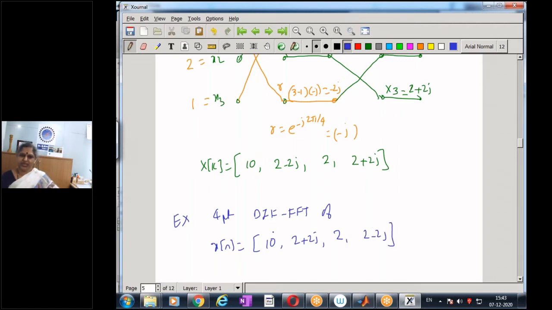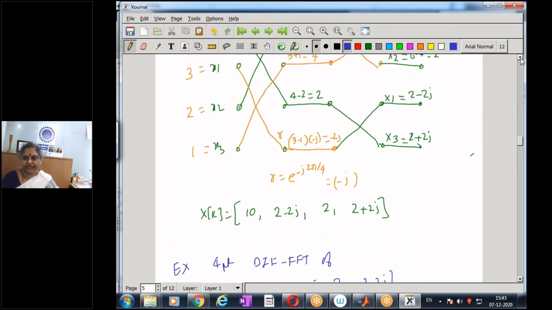What's my sequence now? I've taken the complex conjugate of x of k. I took a sequence, I computed the DFT, and now I'm taking the complex conjugate. So 10 as such, 2 minus 2j I put as 2 plus 2j, 2. So now in principle, when I do this and take the conjugate of the result and divide by N, I should get back my sequence. So let's just try that.